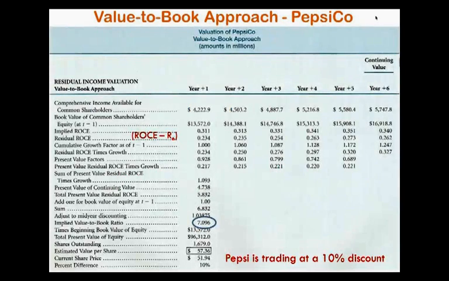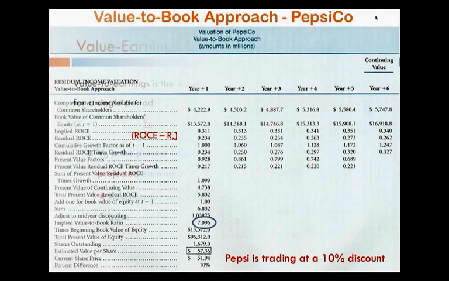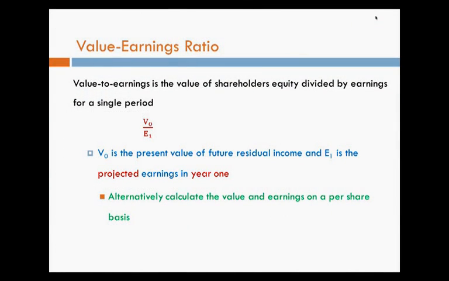I'm not going to go through this in great detail, except to show that Pepsi, based upon this, is rating at a discount. I'm not going to go through it. So that was the value to book ratio.